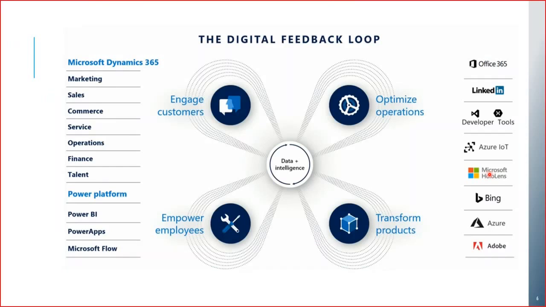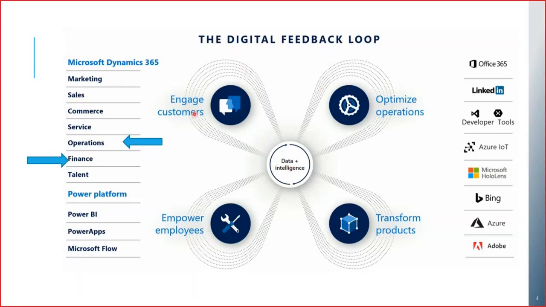Now, this is where the integrations, or the digital feedback loop, start. If we look at this picture, we have the customer engagement app sitting over here. We want to optimize some operations there. We have some products which we want to transform, and at the same time we also want to empower our employees. So all different natures of businesses sit side by side, and then we want to combine all the apps. We want to get data from all the different apps over here, and we want to put some intelligence on that data. This is the whole concept of the digital feedback loop.